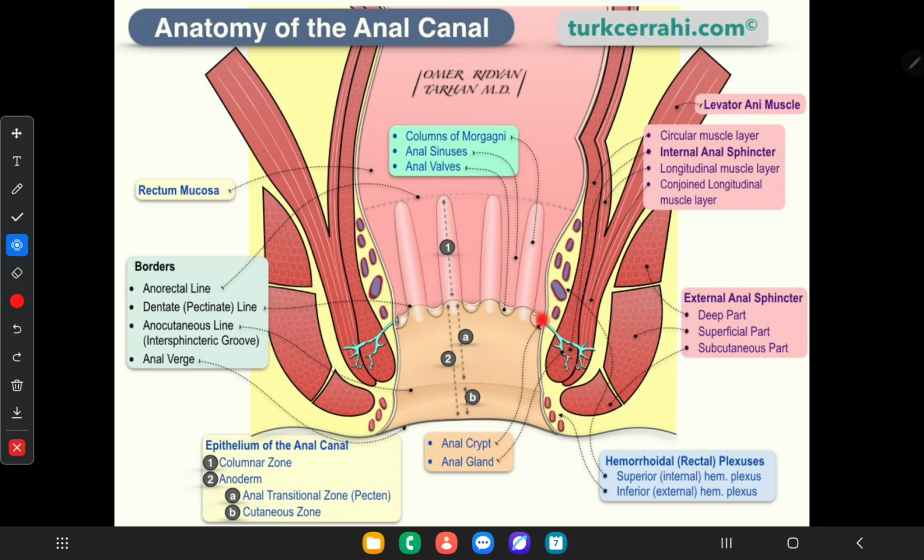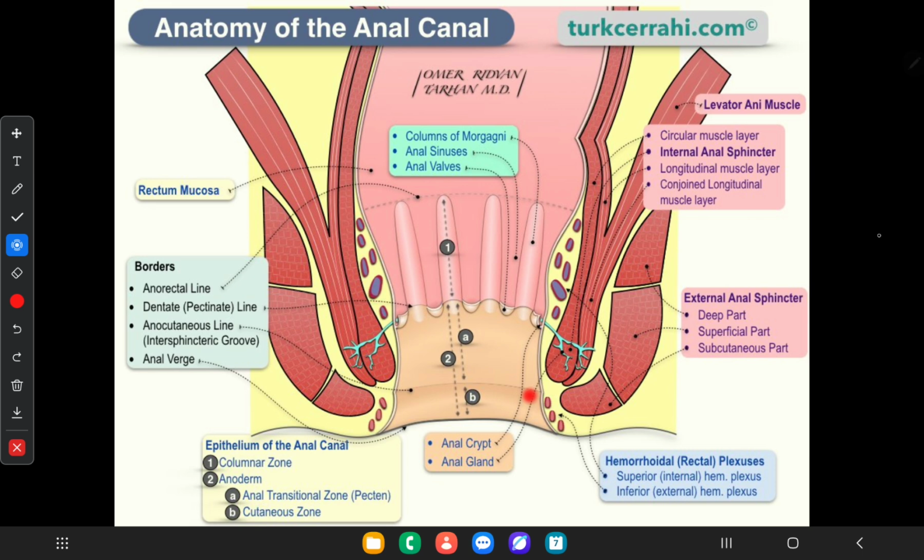This pectinate line is the dividing line between endodermally derived and ectodermally derived anal canal. So, above this pectinate line, there is endodermally derived anal canal. Below this pectinate line is the ectodermally derived anal canal. This pectinate line is also called the watershed line because it separates two entirely different parts of the anal canal in terms of the development, nerve supply, blood supply as well as the lymphatic drainage. So that line, pectinate line or the dentate line, is also called the watershed line.